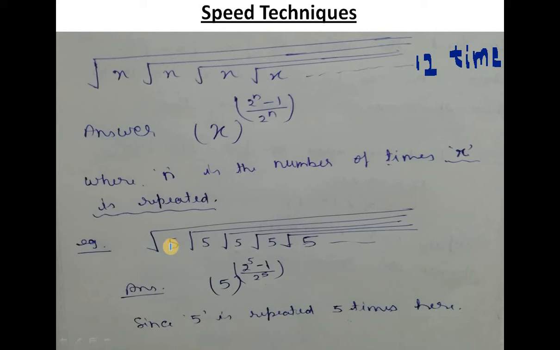So here you can see, if for example under root of 5, then root of 5 into root 5 into root 5 into root 5. So this is coming out to be 5 times. So the answer would be 5 to the power (2 to the power 5 minus 1) divided by 2 to the power 5.